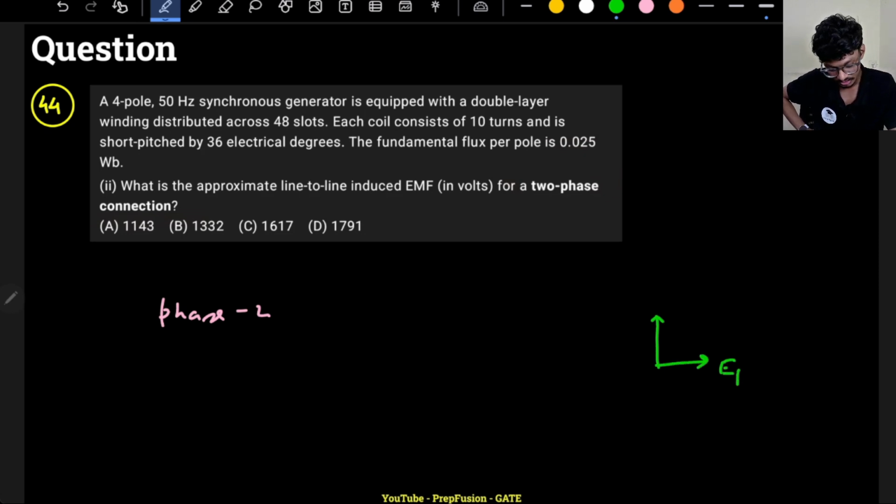So this will be E phase, this will be E phase, right? For a two-phase system, the phase difference will be 90. Now, what will be the resultant voltage? Resultant will be somewhere in between. And what will be the value? Just follow the Pythagoras theorem.